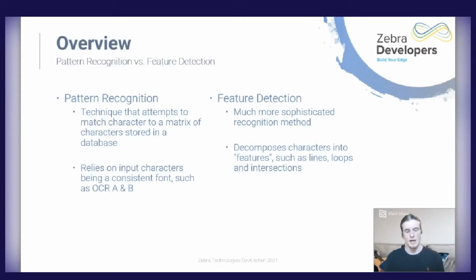Essentially, when you place a character in front of this pattern recognition software, it will take that image of the character and try to compare it to every single character that it has inside of its database. And then the one that it has the highest confidence in a match, it will deem it to be that character.